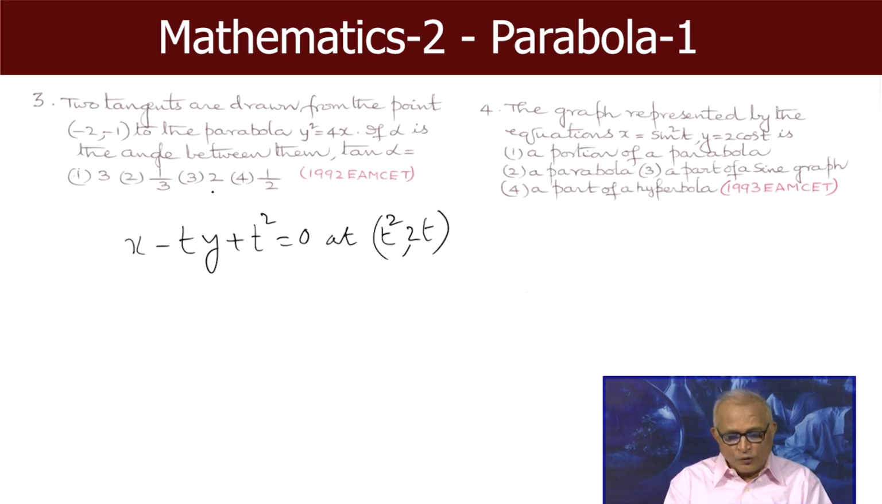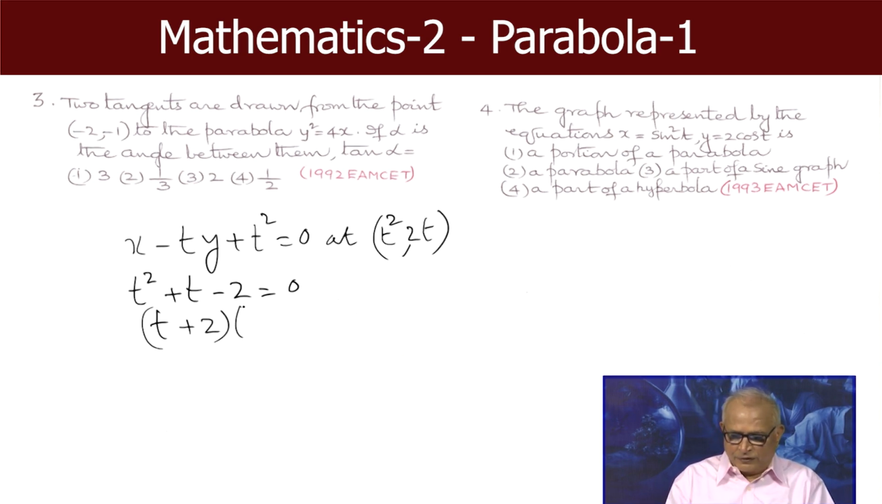Well, this passes through (-2, -1) when? t^2 + t - 2 = 0. And I made use of the condition that this tangent passes through (-2, -1), so that (-2, -1) satisfies this equation. To satisfy this, t^2 + t - 2, or (t + 2)(t - 1) = 0.